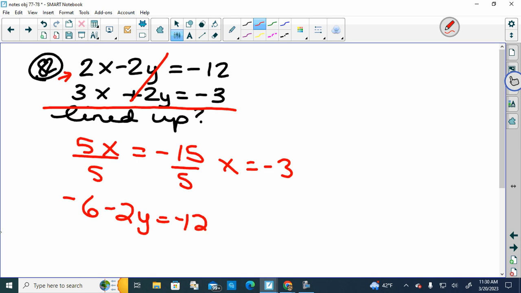Okay, so now I'm solving for y, so I'd move this 6 to the other side, which would change it from a negative to a positive. Okay, which gets rid of that. So now I have a negative 2y equals a negative 6. Negative divided by a negative is going to change it to a positive, so y is 3.